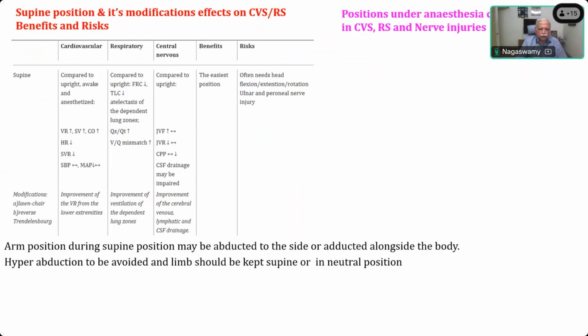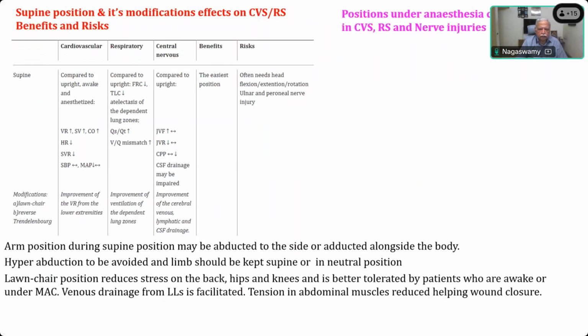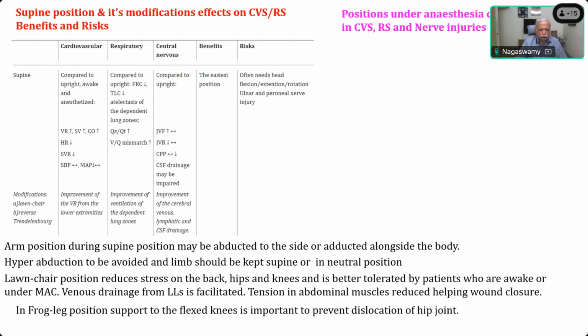So arm position during supine has to be either by the side or abducted. When you do the abduction, you should make sure that it is not beyond 90 degrees. Hyperextension will produce a stretching on the brachial nerves, and that will cause problems. And the lawn chair position usually relaxes the hip and knees and is better tolerated, especially when they are under monitored anesthesia care.